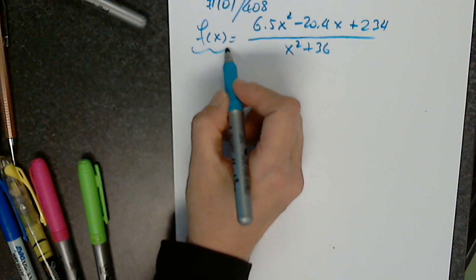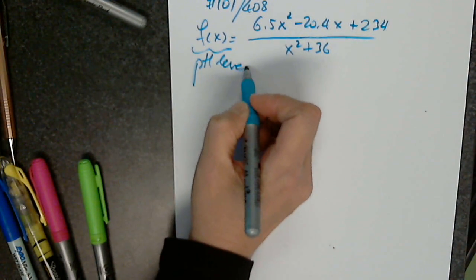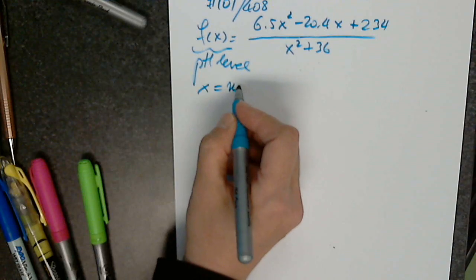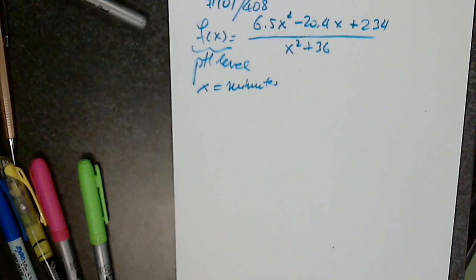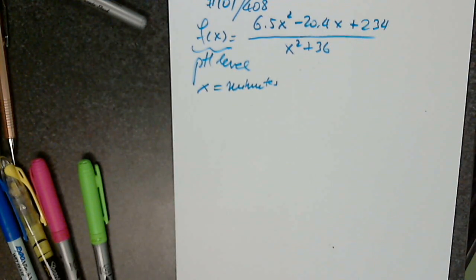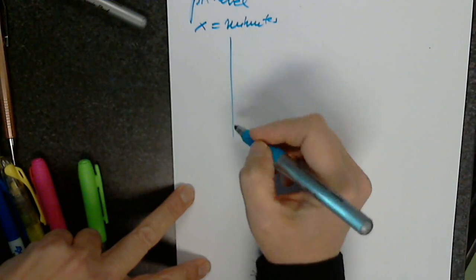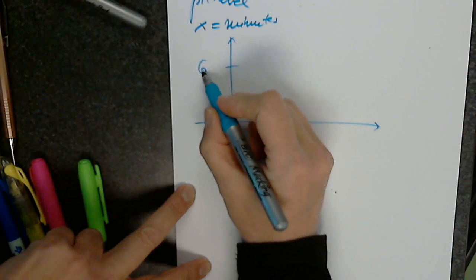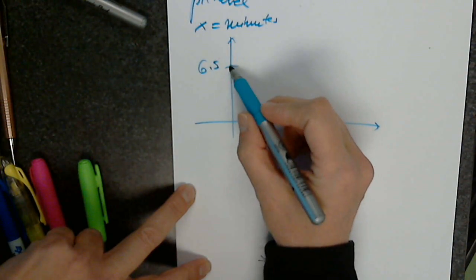So this is the pH level, which is f of x, of the human mouth, x minutes, so x is in minutes, after a person eats food containing sugar. The graph of this function is shown in the figure. I'm going to copy the graph for everyone to see. So it's something like this.